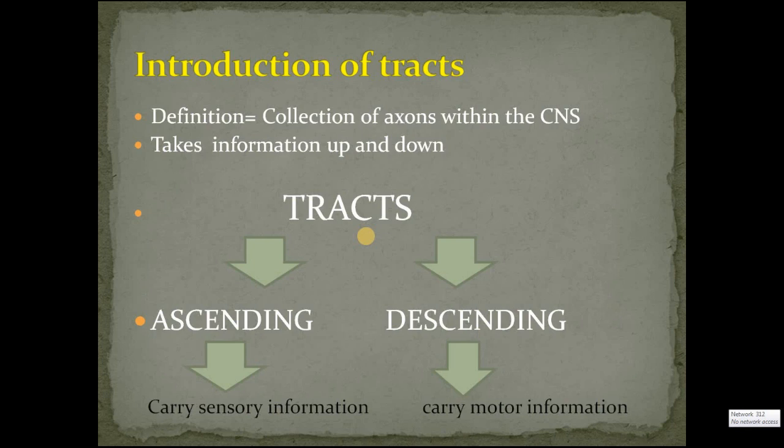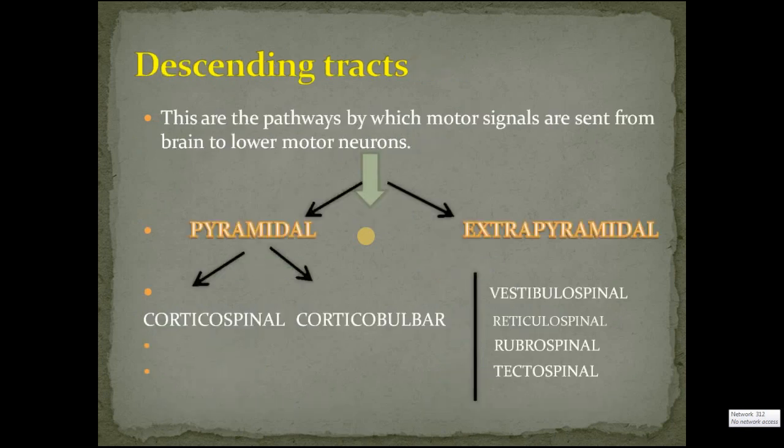So let's learn the detail about descending tracts. The descending tracts are the pathways by which motor signals are sent from the brain to the lower motor neurons. There are pyramidal and extrapyramidal tracts included in the descending tracts. So what is the difference between them? The pyramidal tracts control the voluntary movement and the extrapyramidal tracts are associated with involuntary movement control.